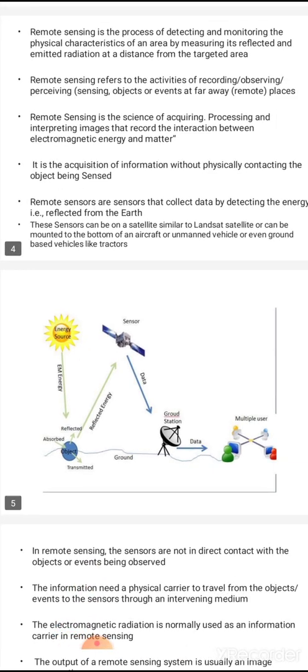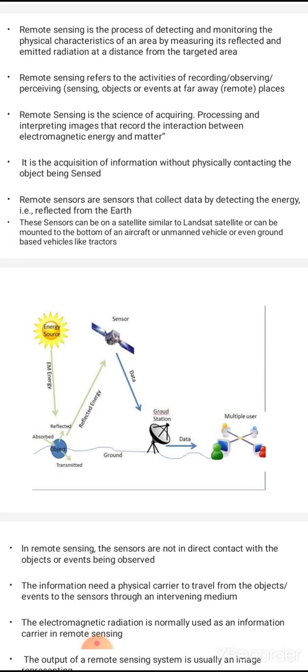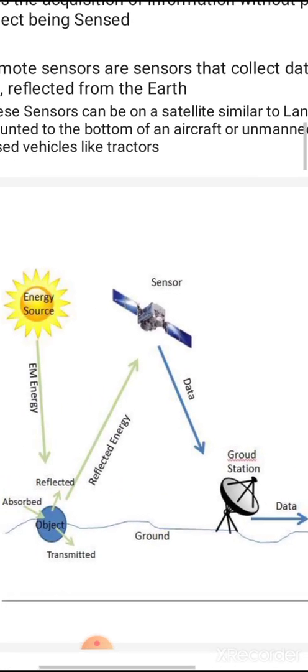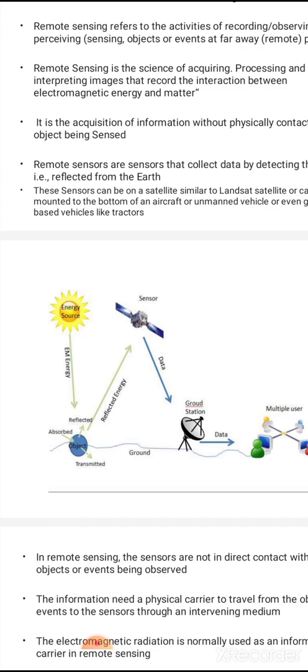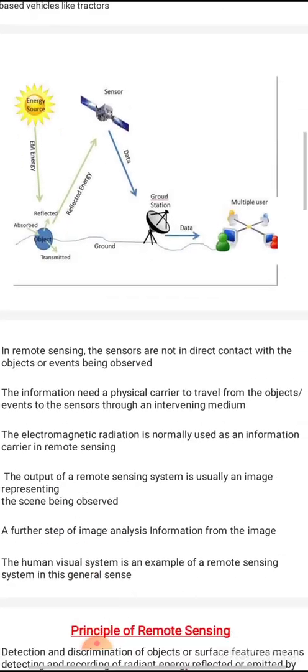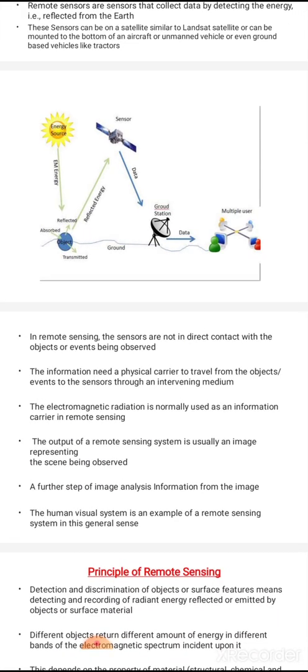Okay. Remote sensors are the sensors that collect data by detecting the energy that is reflected from the earth. Okay. So what are sensors? Here these sensors are also known as remote sensors. Here the remote sensors collect data by absorbing those reflected radiation from the object. Okay. In remote sensing, the sensors are not in direct contact with the objects or events being observed. I already explained to you.